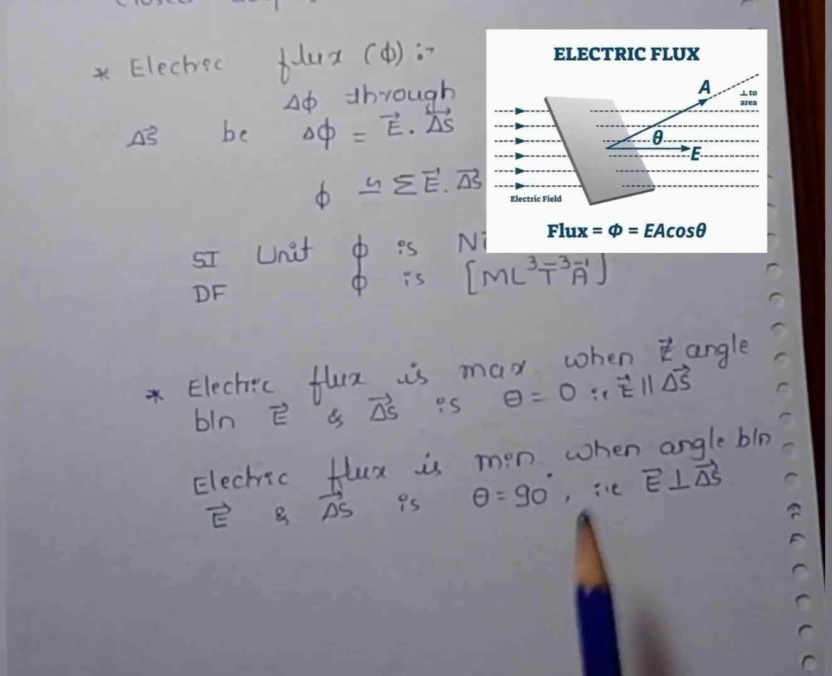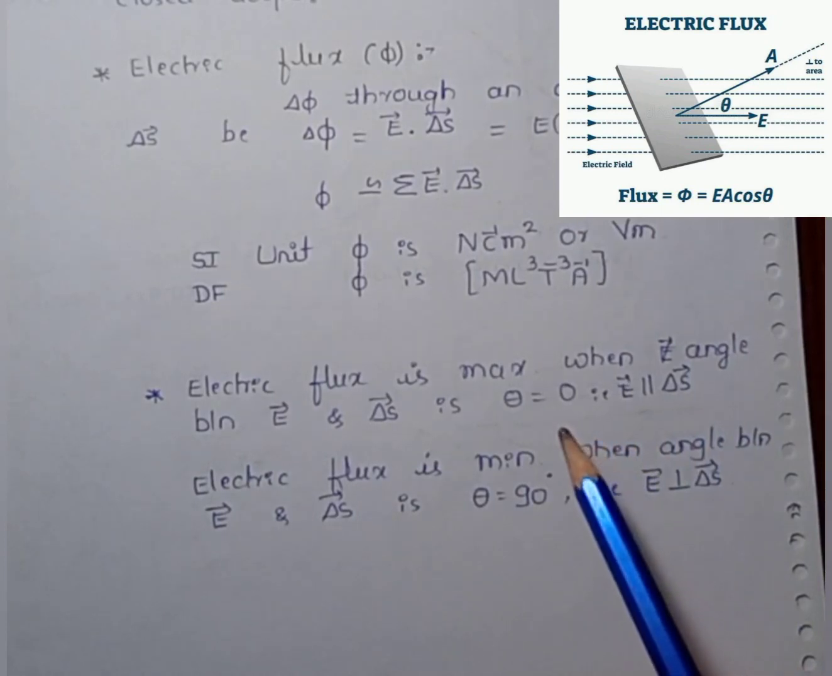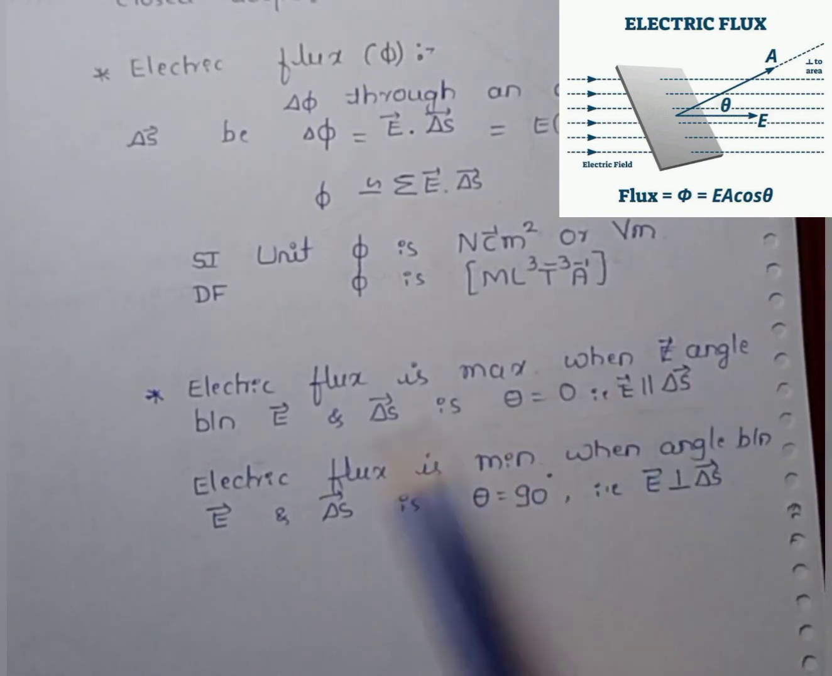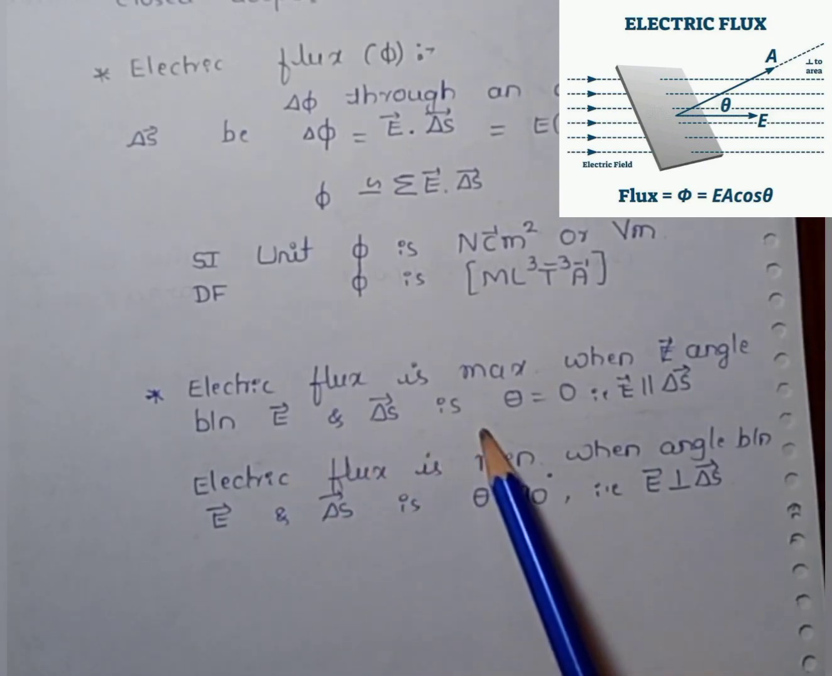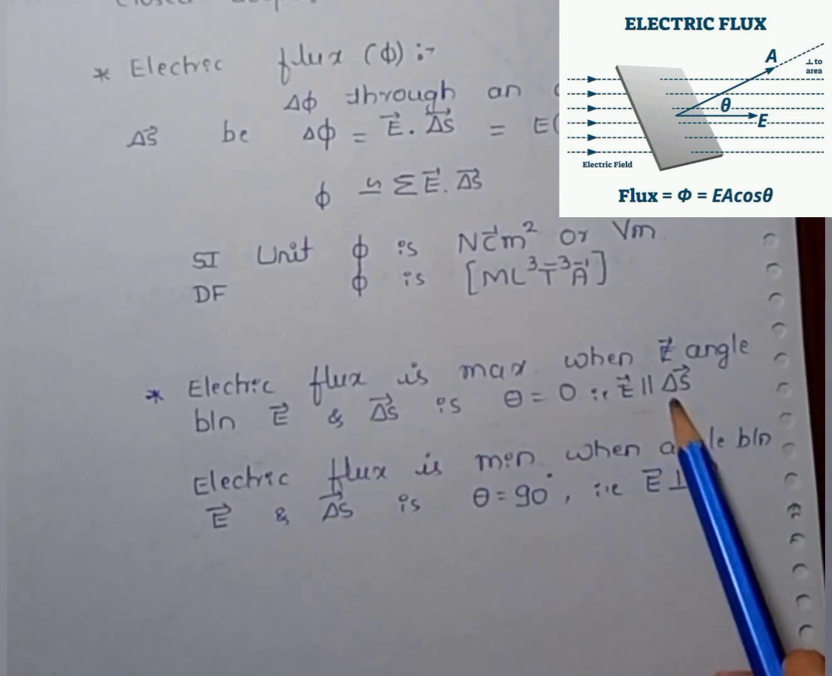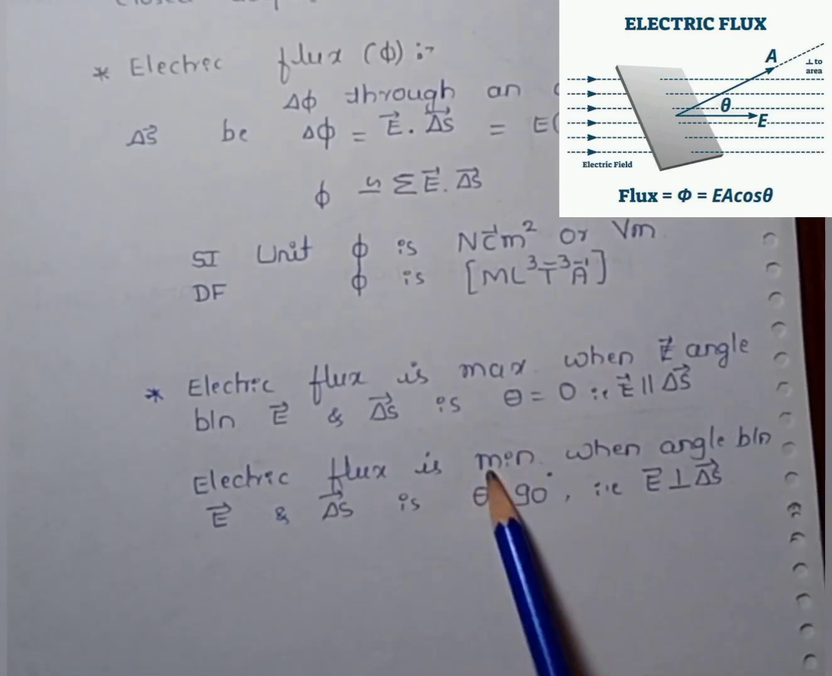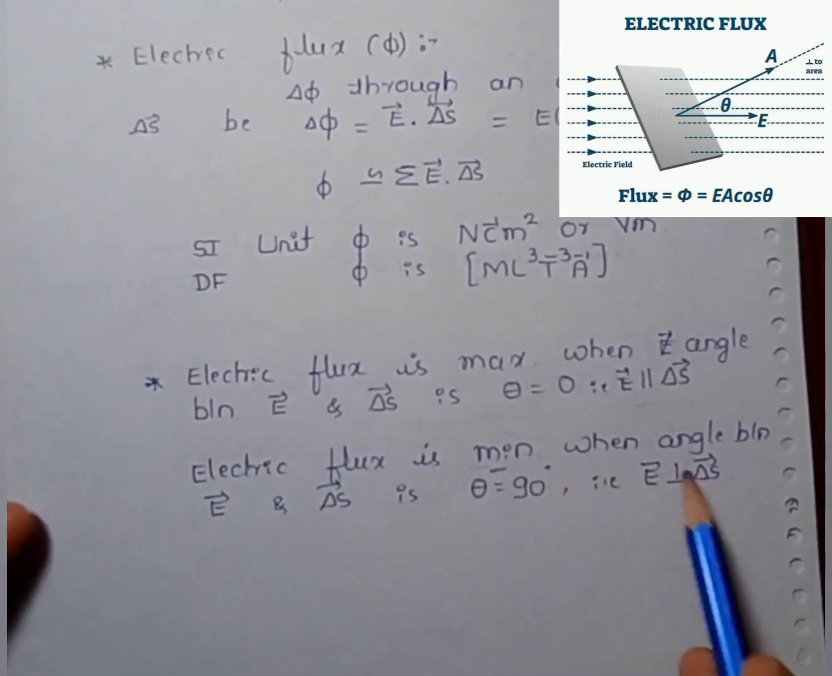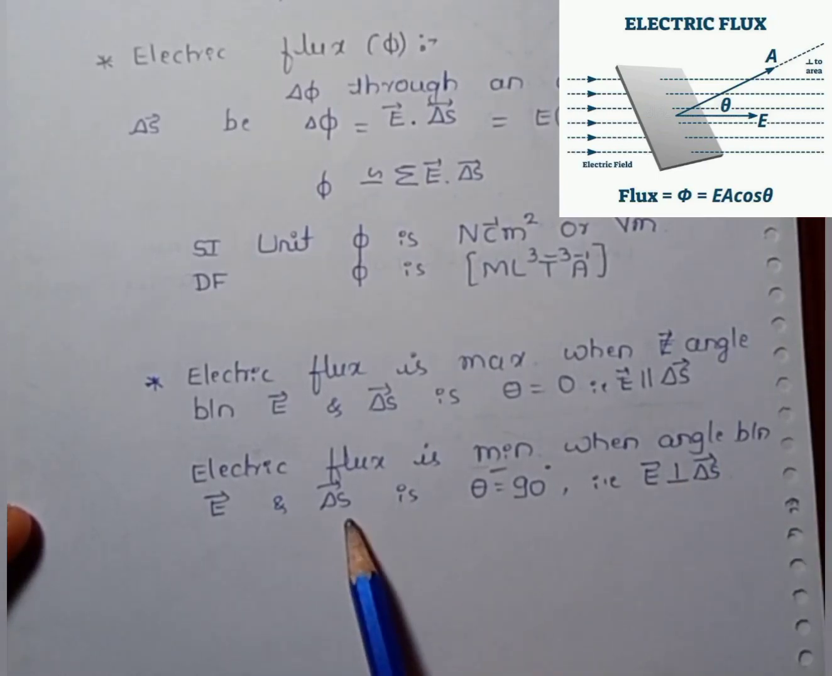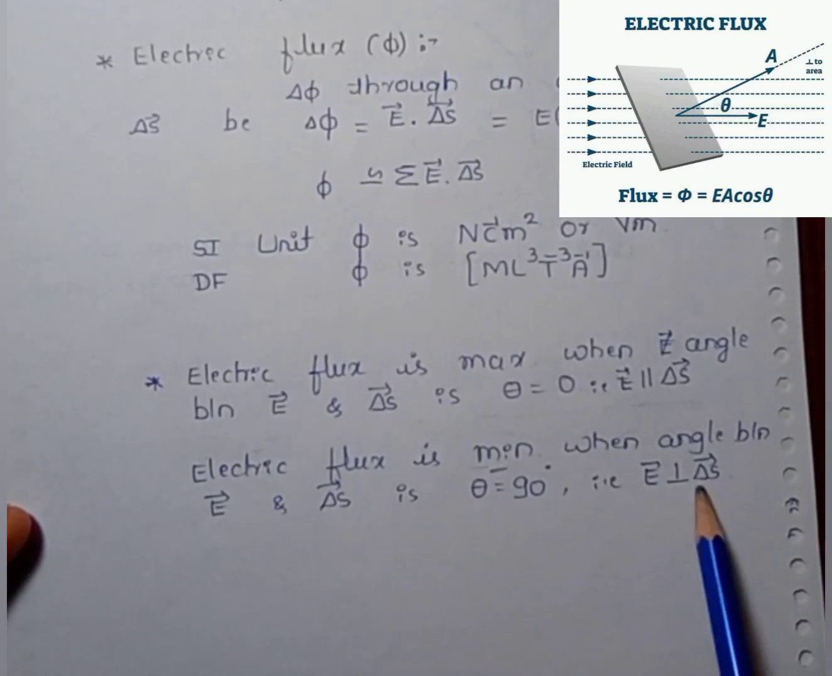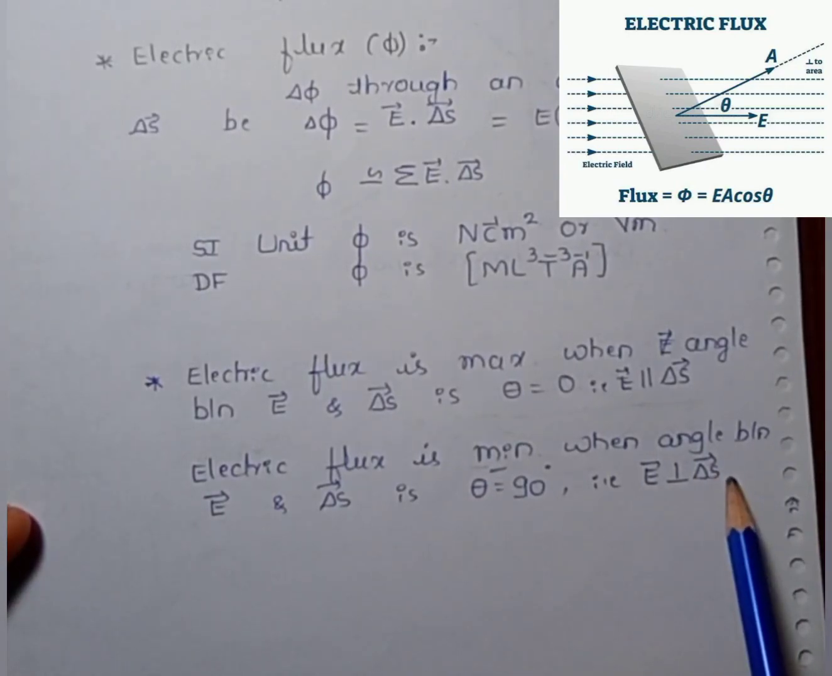Here, electric flux can be taken as maximum when theta is equals to 0, means the angle between E and delta S is equals to 0. Then E is parallel to delta S. Electric flux is minimum when the angle between E and delta S is 90 degree. Here E is perpendicular to delta S.